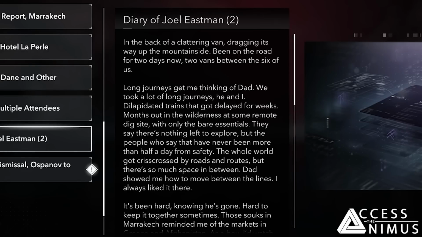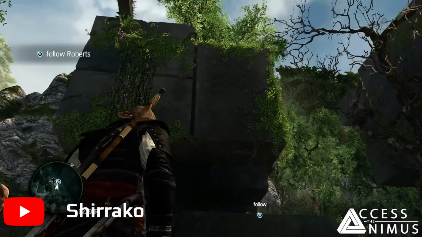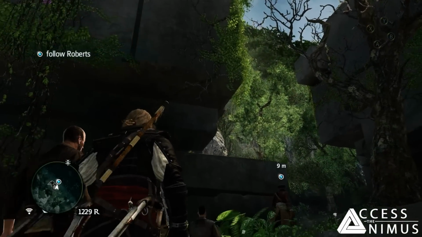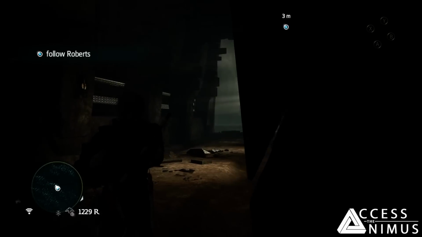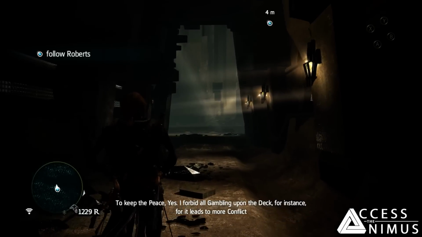It's a beautiful document where Joel is thinking back to his time with his dad, the several journeys they had together, sometimes for months, at some remote dig sites, which hints at Jeff Eastman potentially being an archaeologist of sorts, of course conducting some other type of research for the assassins as well.